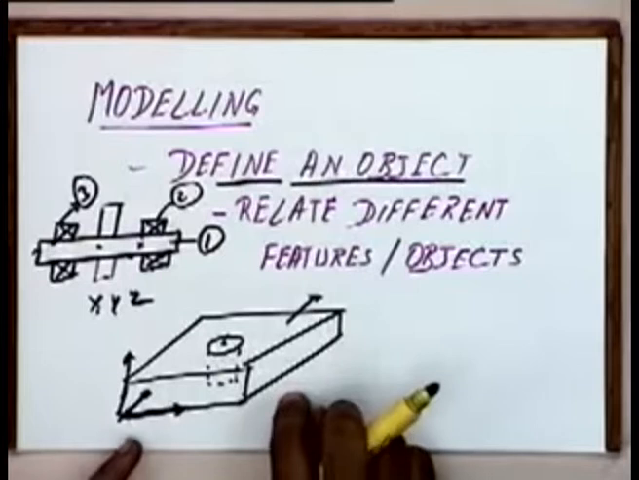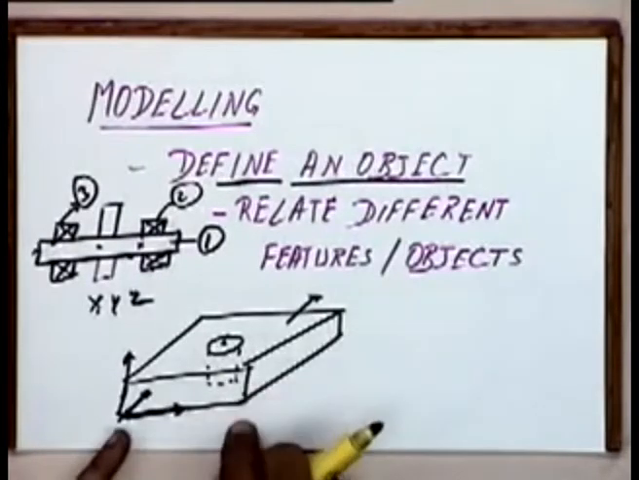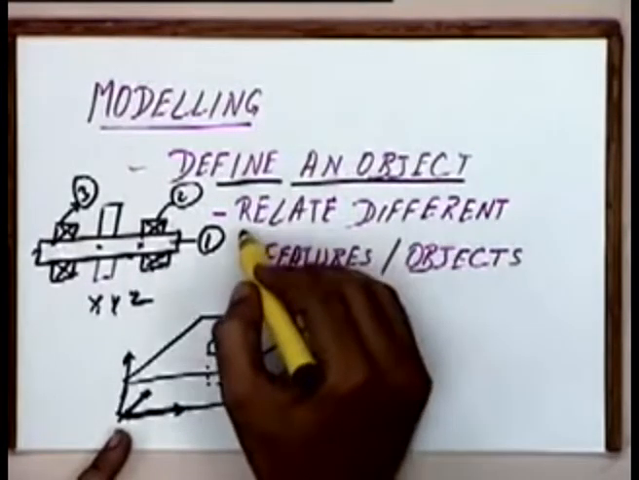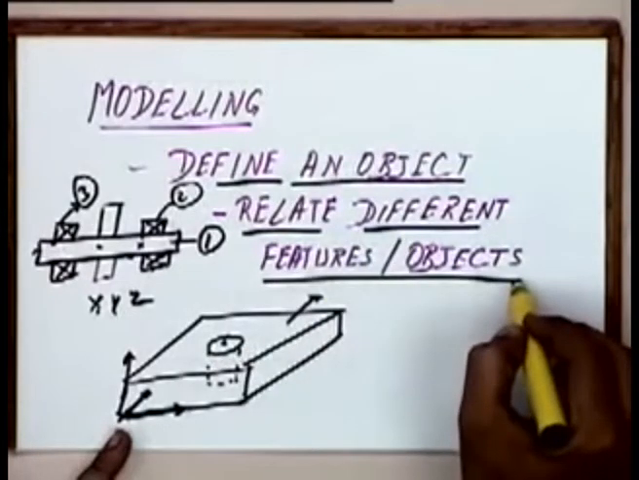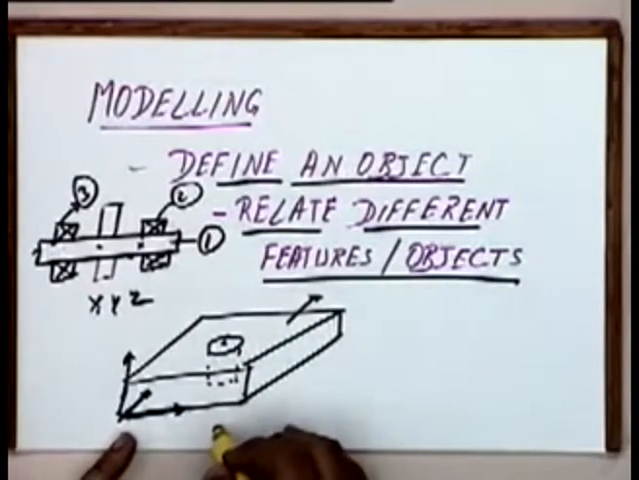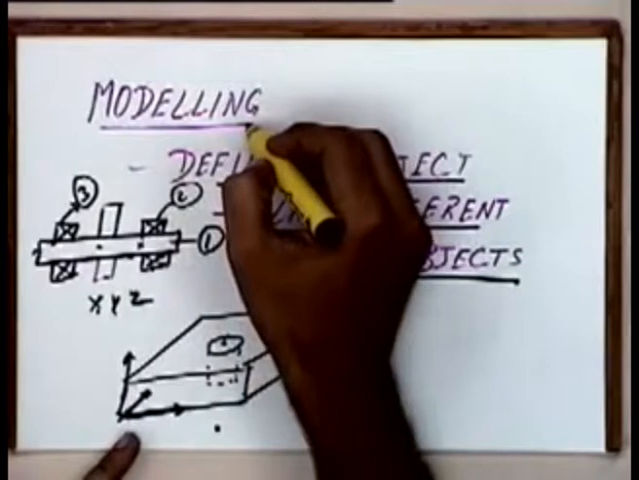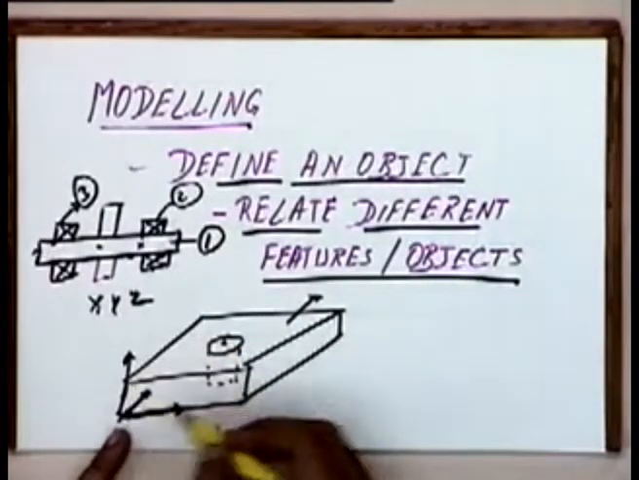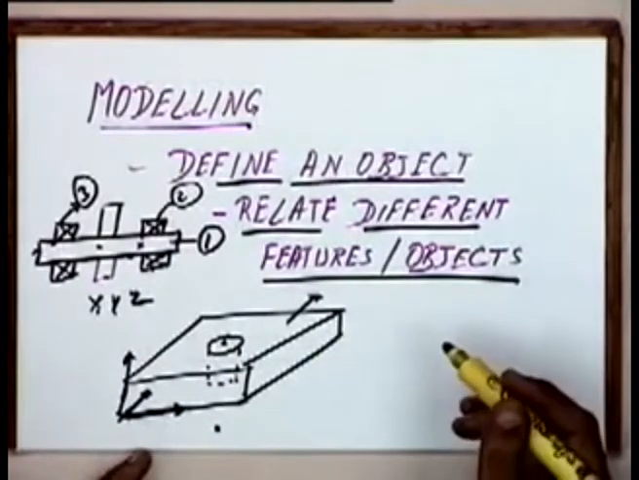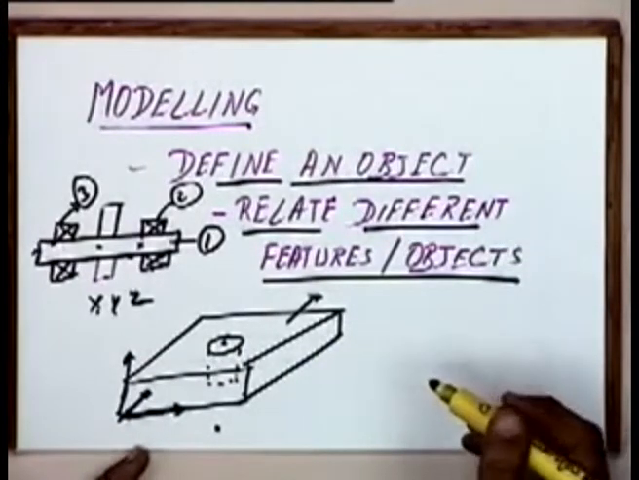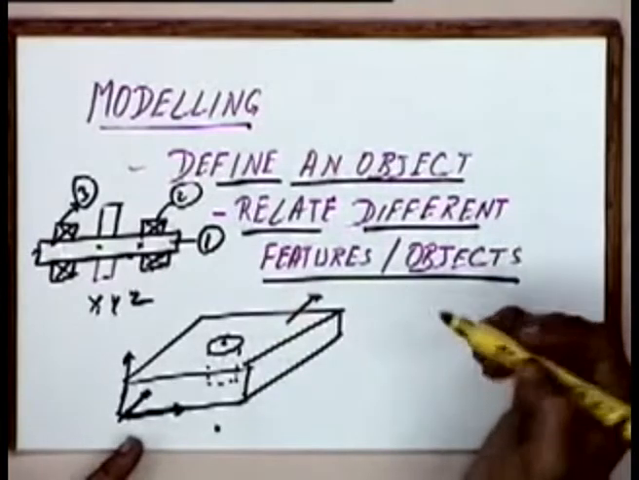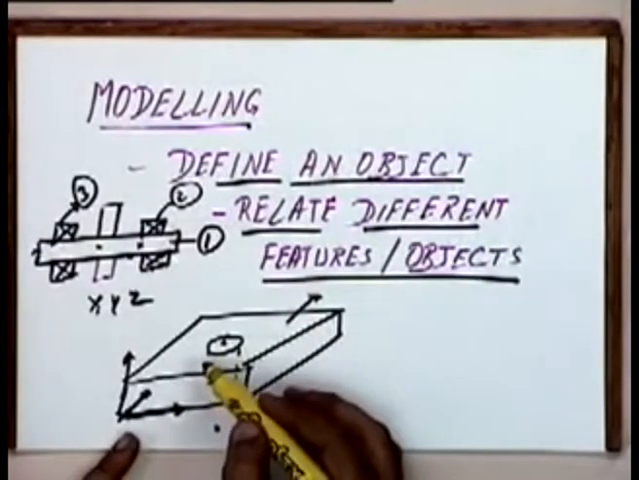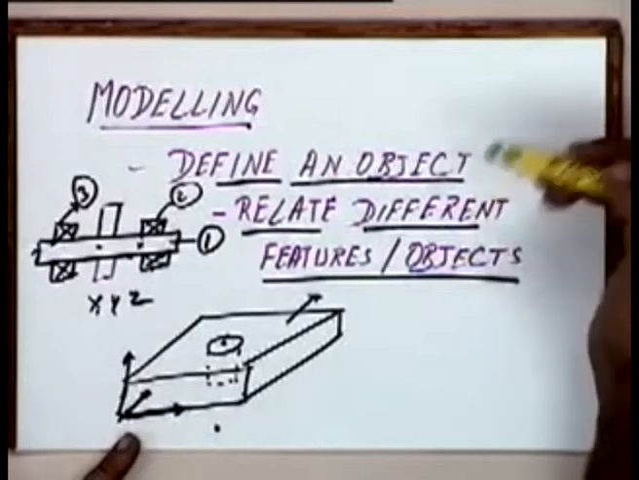The basic idea that I want to convey right now is that when we are trying to relate different features and objects, a lot of information has to be stored in that model. So when we are talking of modeling, that includes a lot of information. It is not just defining this object as maybe a block. A lot of information goes into it. So unless we are able to relate these features, we will not be able to use this object in any situation.